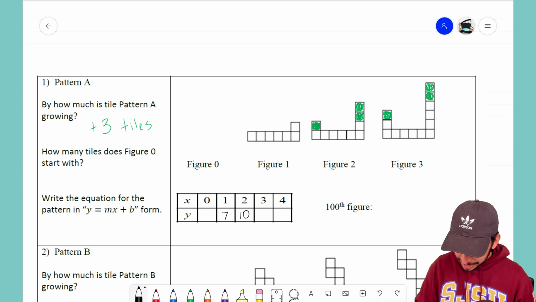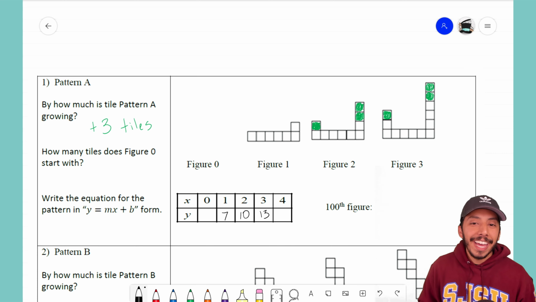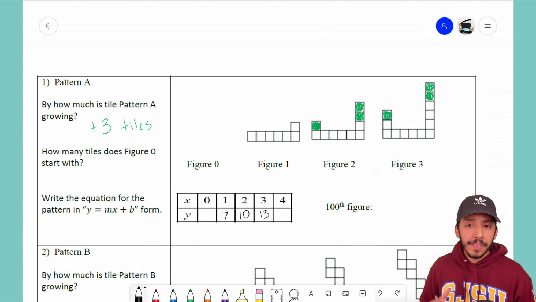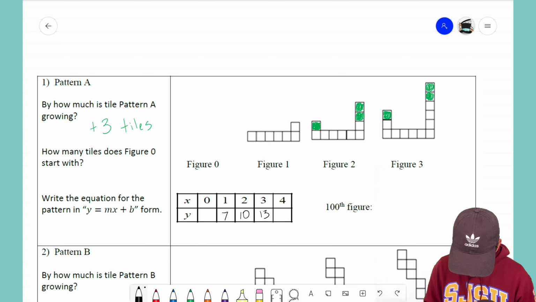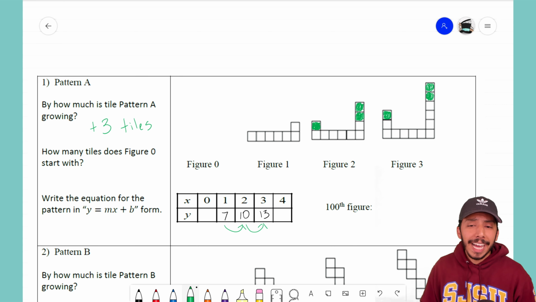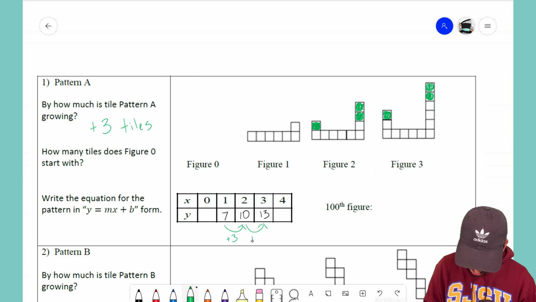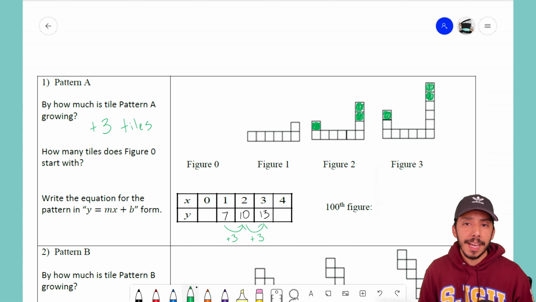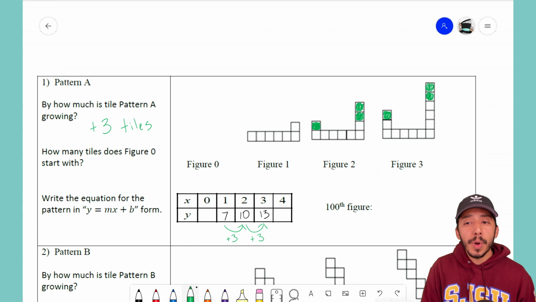Again, when I go to figure 3, it might seem redundant to count these out, but if I do, I end up with 13 tiles. What's really important to understand is that we're growing by 3 tiles, and if I represent these tile patterns as a table, it becomes clearer that as I move from figure 1 to figure 2, and from figure 2 to figure 3, I'm adding 3 tiles each time. We started with 7 tiles, I added 3, so now I'm at 10. I added 3 more, so I'm at 13.